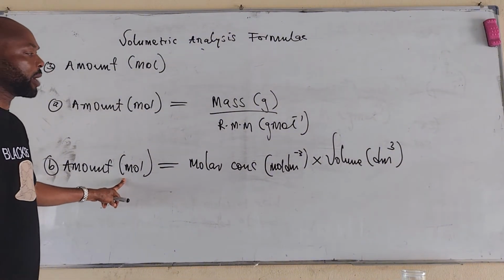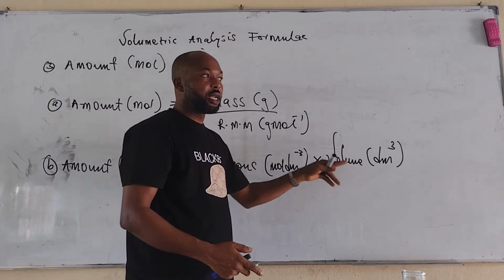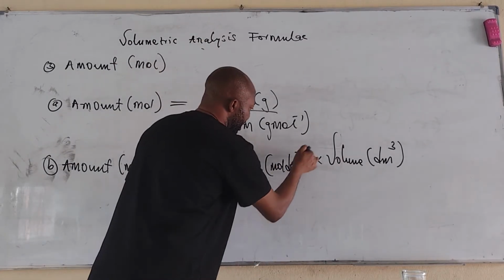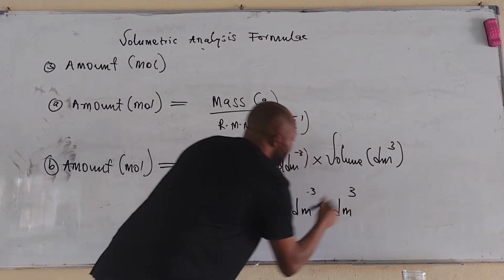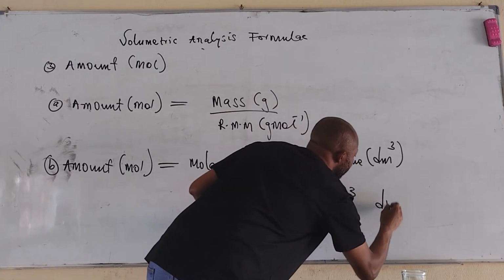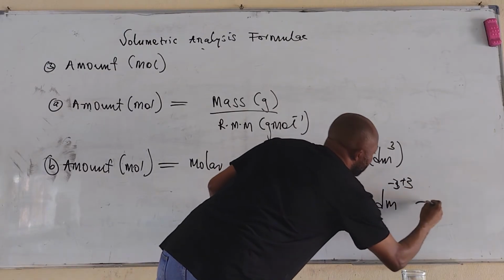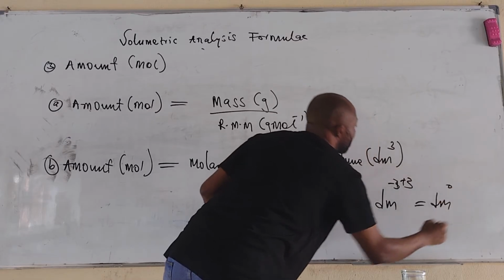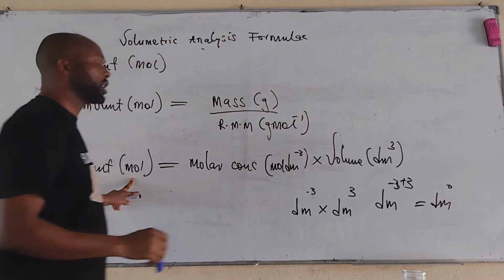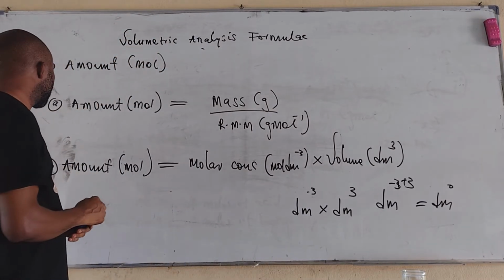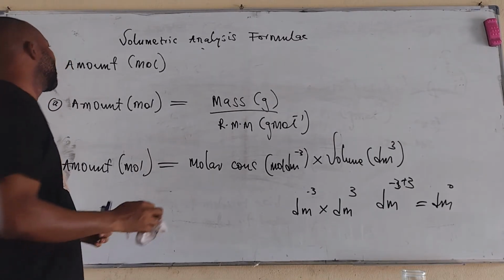Remember, like I said earlier on, indices says that when numbers with equal bases are multiplied, their powers are added. If I bring out this, I say dm raised to power minus 3 times dm raised to power 3. They have the same base. This is dm raised to power minus 3 plus 3. And this is dm raised to power 0. Anything raised to power 0 is 1. So that 1 times mole is mole. So this is it. So this is amount.